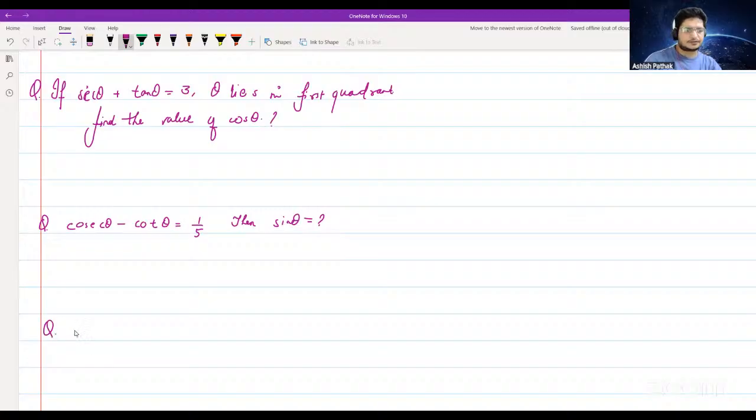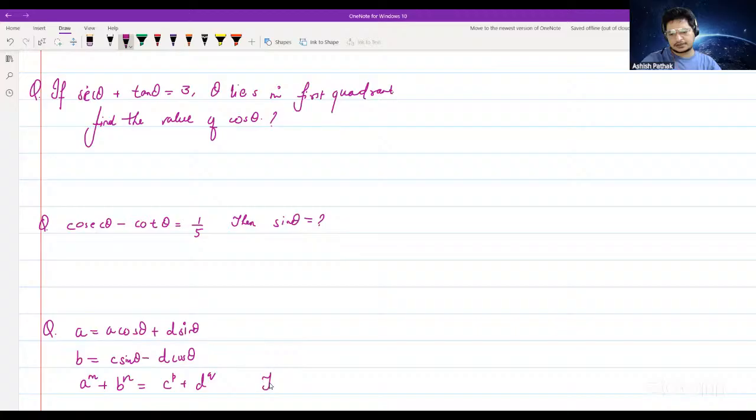Question: if A equals A cos theta plus D sine theta, and B equals C sine theta minus D cos theta, then first you have to write it into this form: A to the power M, B to the power N, C to the power P, and D to the power Q. Then find M plus N plus P plus Q plus 42. Have you understood the question? Three questions.